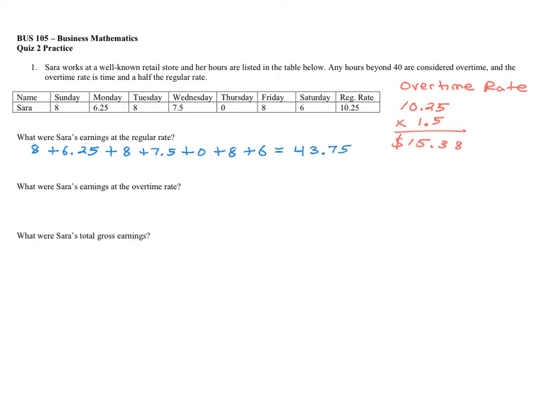We have hours that are over 40. If we take 40 hours away, we're left with 3.75. That's the number of overtime hours. So for this very first part, all we have to do is take the first 40 hours worked and multiply it by that regular rate of $10.25 to get our answer of $410. That's the answer for this first part.